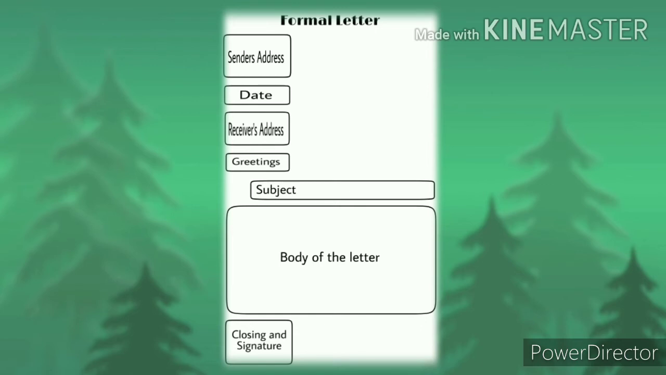After that, we start writing the body of this letter. Body can be written in 3 different paragraphs or 2 different paragraphs depending on the length of this body. Then we conclude this letter. After that, we close this letter by closing and putting our signature. In closing, we can write yours thankfully, yours sincerely, yours obediently, yours faithfully, and after that we sign. And below the signature, we write our name in block letters. So, this is the format of the formal letter.